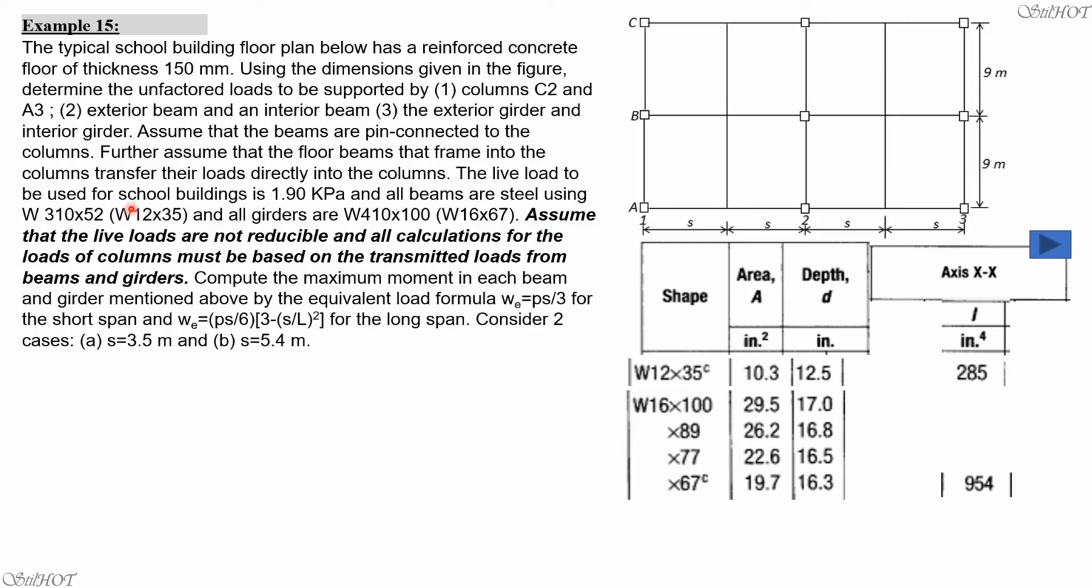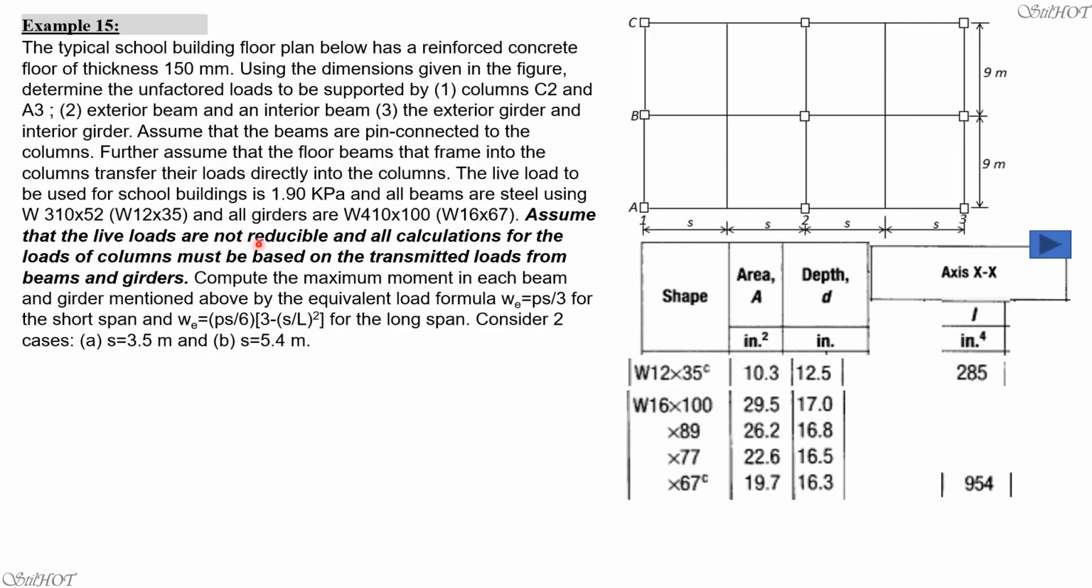The live load to be used for school building is 1.9 kilopascals, and all beams are steel using W310 by 52 in SI. This is the equivalent in English system, W12 by 35: the area, the depth, the moment of inertia. And all girders are W410 by 100, which is in English system W16 by 67. So this is the area, this is the depth of the girders, and this is the moment of inertia with respect to the x-axis, the strong axis.